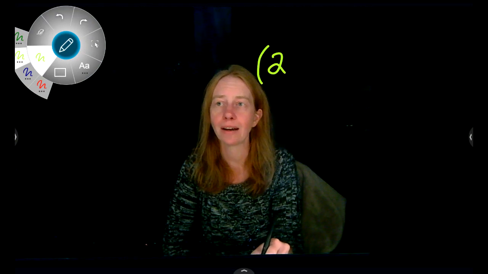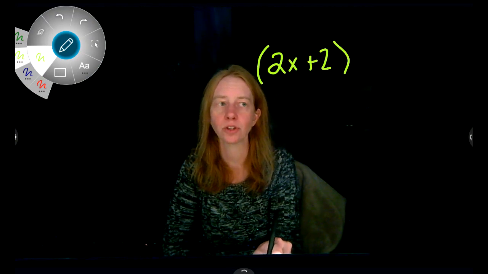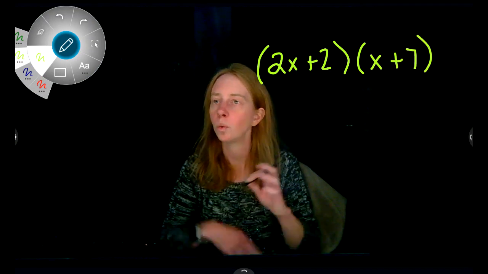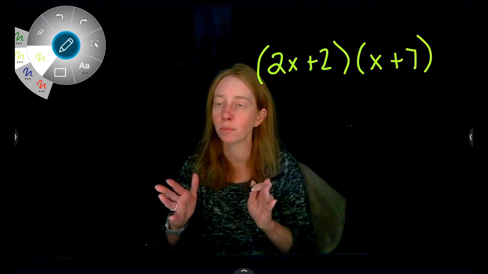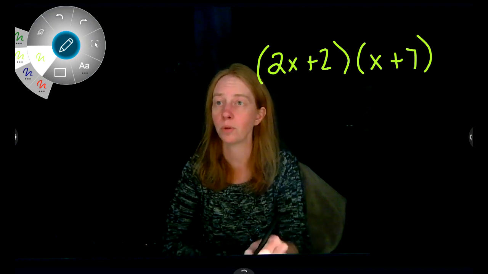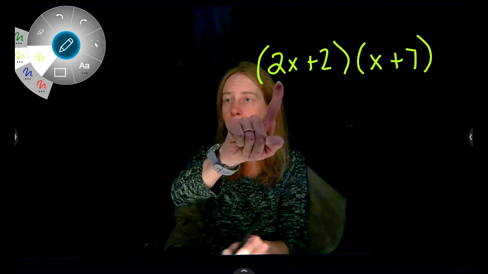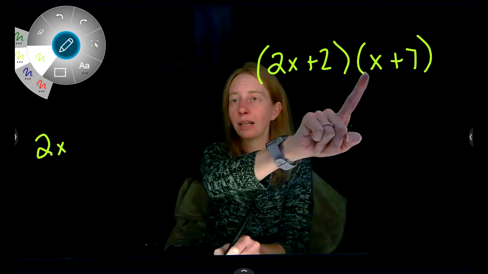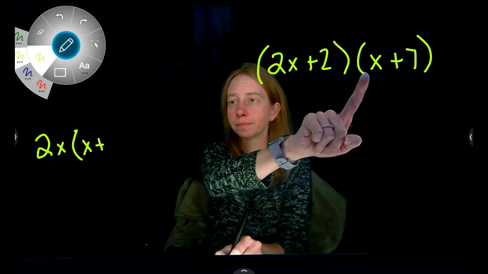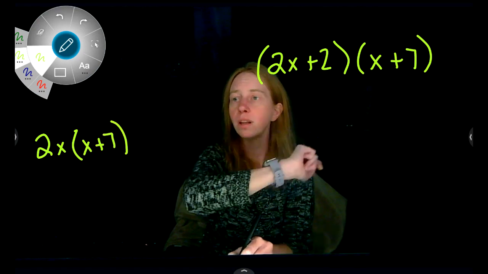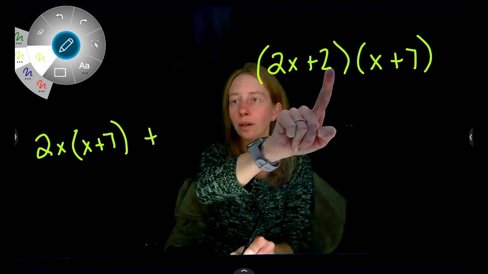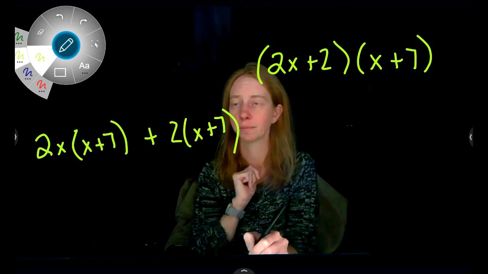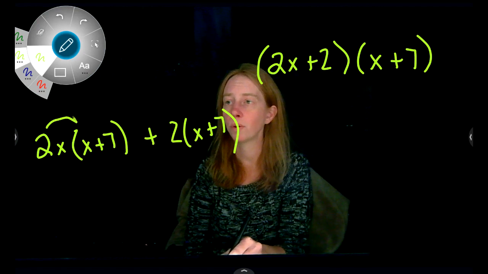So if we have something like this, 2x plus 2 times x plus 7, we can do two different things. The first one I'm going to show you is more of that distributive method. I'm going to take this 2x and say, well, 2x has to be multiplied by x plus 7, plus the 2 also has to be multiplied by the x plus 7. So I'm going to go ahead and do both of those.